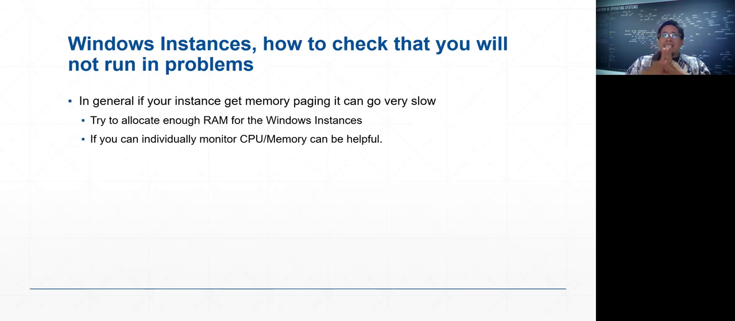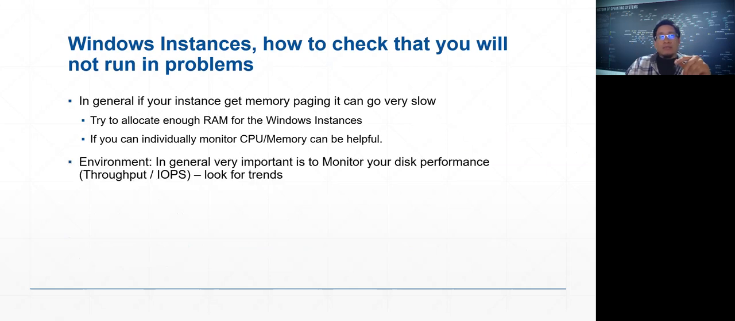In general, try to allocate enough RAM. Avoid memory paging, because that is what causes a lot of performance issues in OpenStack. If you can, individually monitor CPU and memory, which can be very helpful to troubleshoot for the users later. And in the overall environment, it is very important to look for trends.